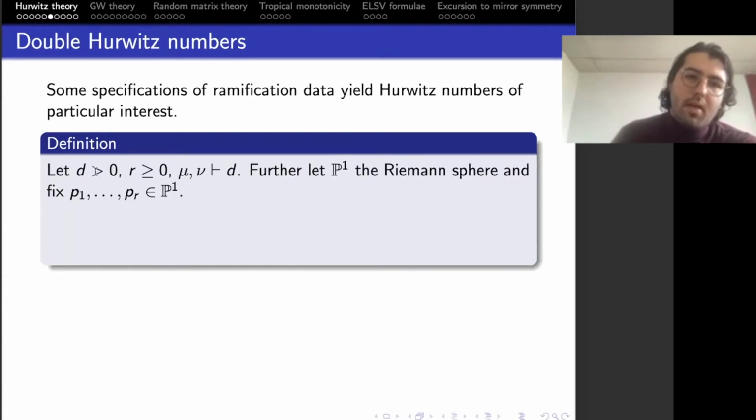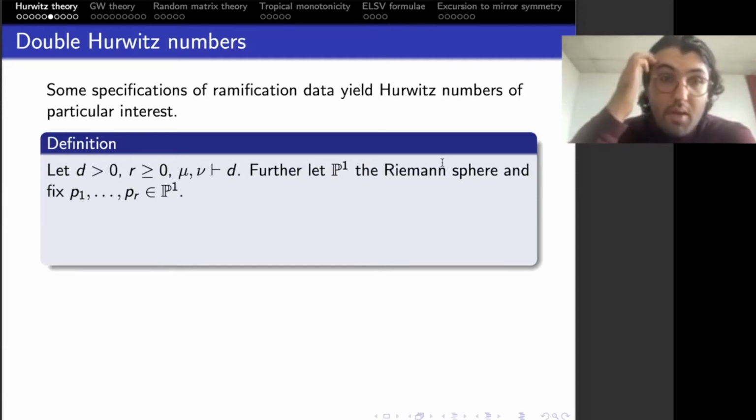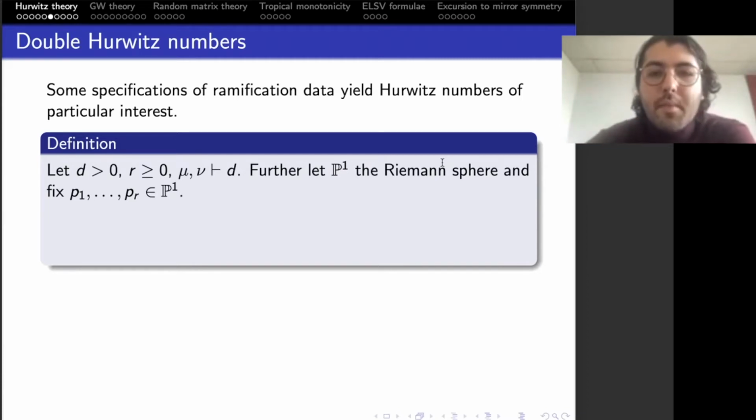So let d be a positive integer, so d is strictly bigger than 0. Of course this d is going to be the degree of a non-constant holomorphic map. I fix r bigger or equal than 0, so this is a non-negative natural number, and I fix 2 partitions of d, mu and nu. And of course mu and nu are going to be ramification profiles. Furthermore, let P1 be the Riemann sphere. So this is the Riemann surface S1 from the previous slide. So this is the target of these non-constant holomorphic maps.